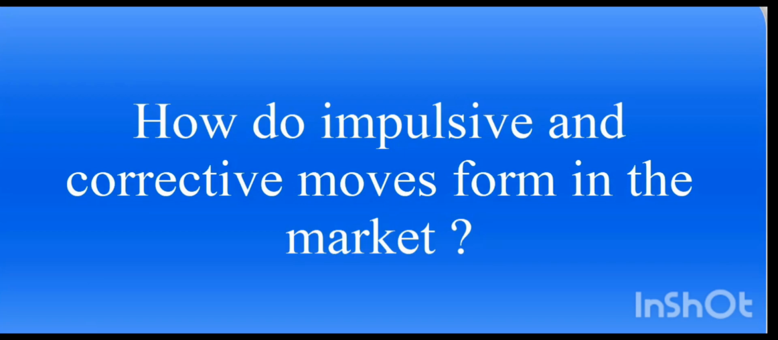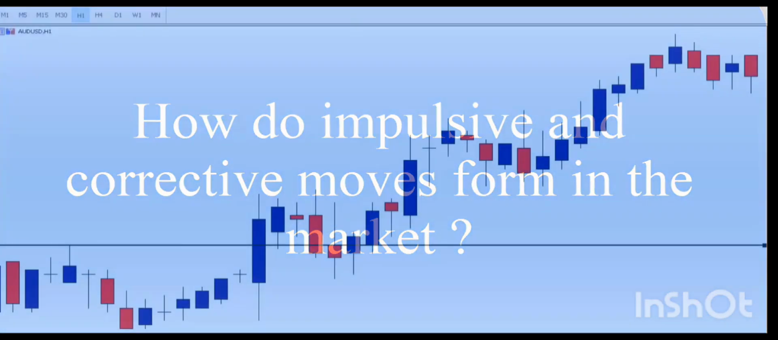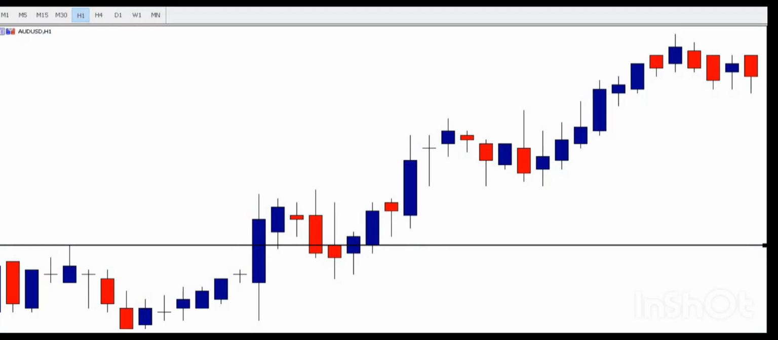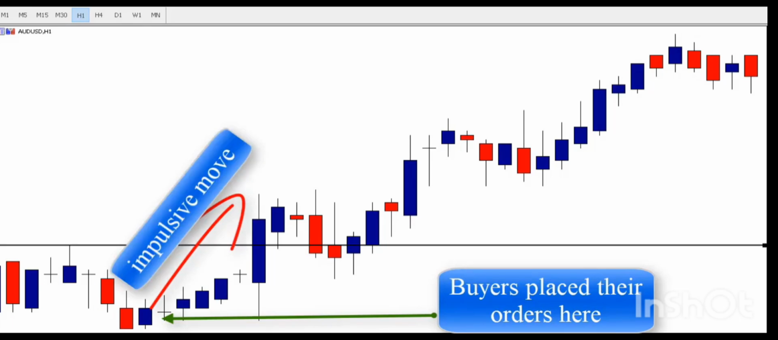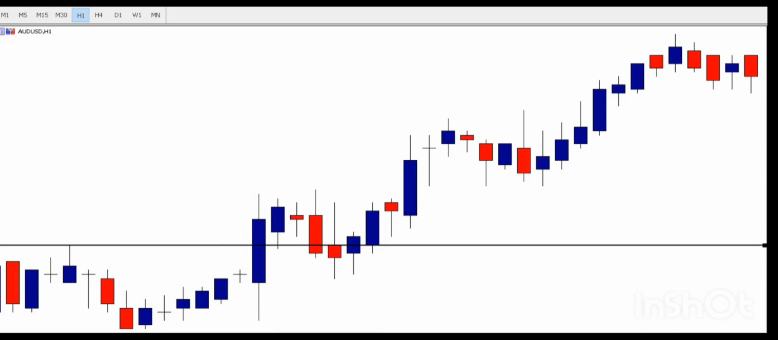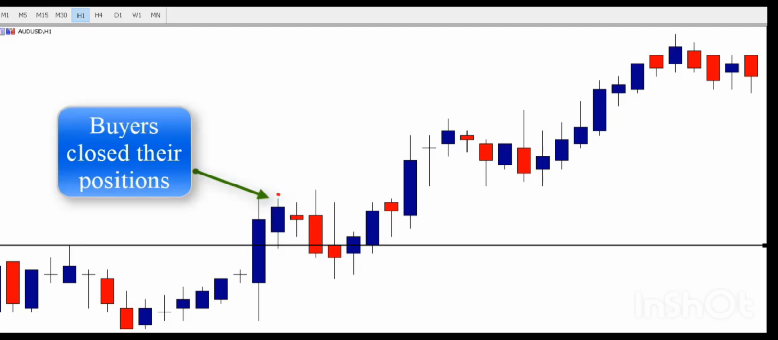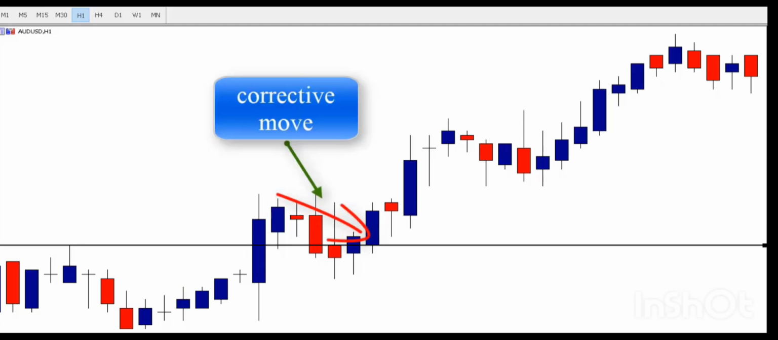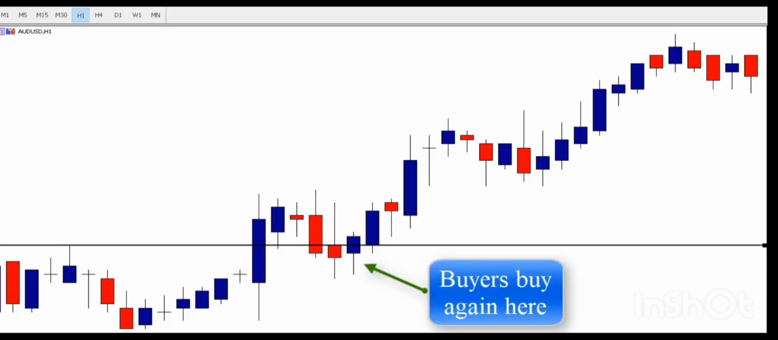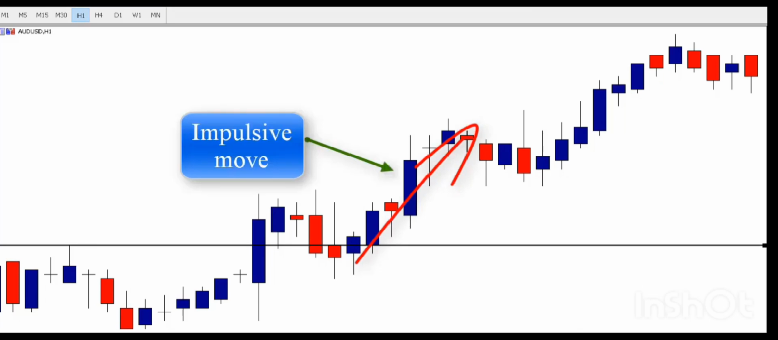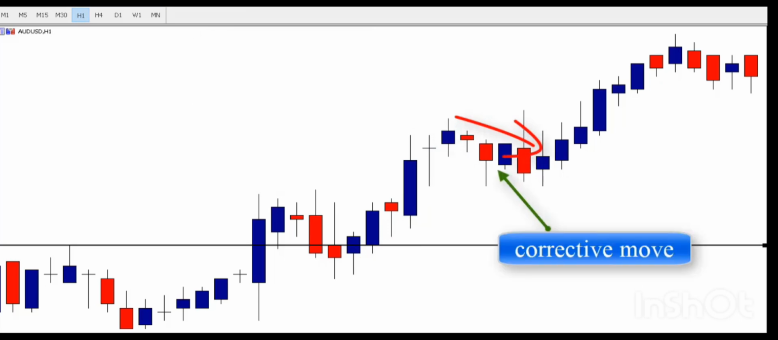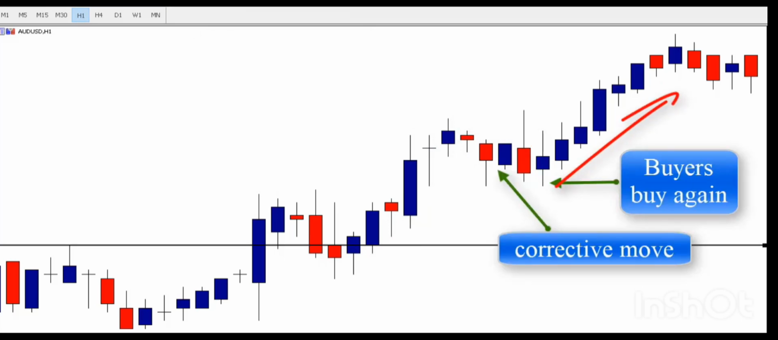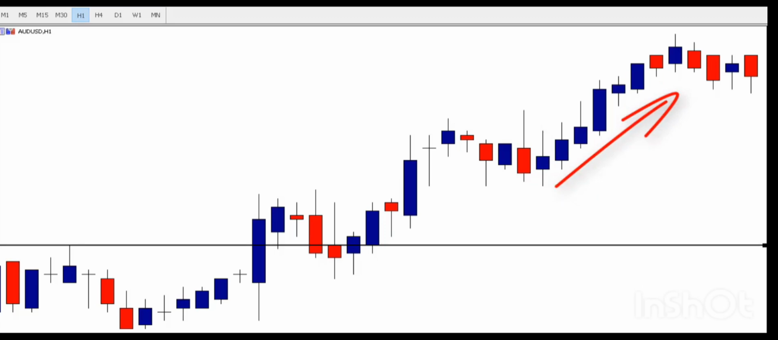How do impulsive and corrective moves form in the market? They always have some different kinds of criteria that make them form. Buyers have already placed their pending orders at the downside, at the demand zone. Once buyers close their positions at another high, once another high is broken, the buyers place their orders to sell, which is just a corrective move. Price just corrects and moves towards the upside. Then another corrective move, buyers buy again and they move. Those are your support areas.